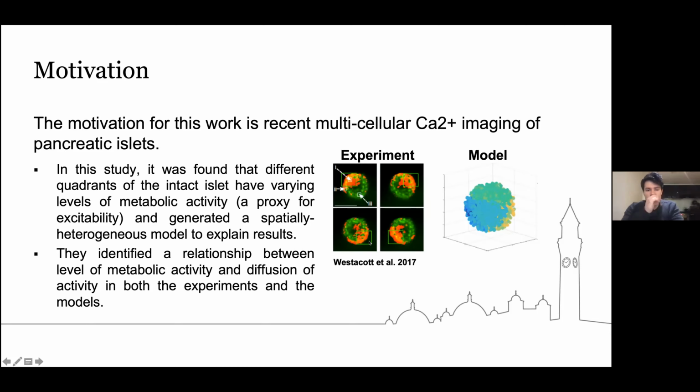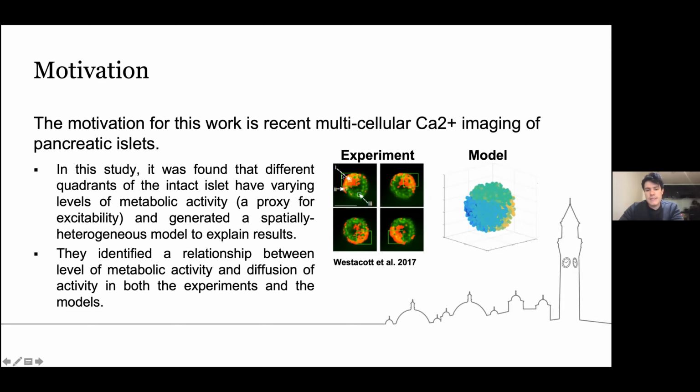And what they found was that the different quadrants displayed different levels of metabolic activity. So that's how much ATP is produced in response to glucose. And this can be thought of as a proxy for excitability in the cells. And this was actually related to, in a sense, how much they control the islet.